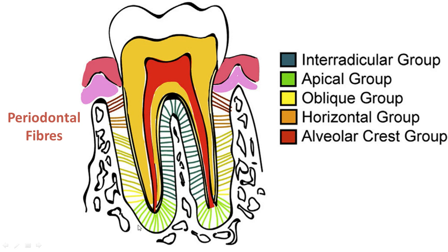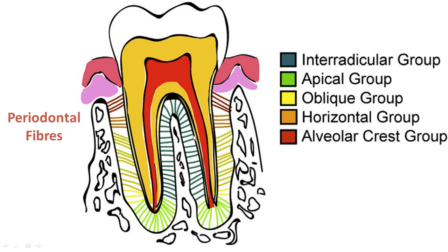Then you have the apical group of fibers. These apical group of fibers are present in the root apex and they are attaching the tooth to the fundus of the alveolar bone. And one important point to notice is that the apical group of fibers will not be seen in incompletely formed roots. Only when the root formation is complete will you see apical group of fibers, and apical group of fibers prevent the extrusion of the teeth.